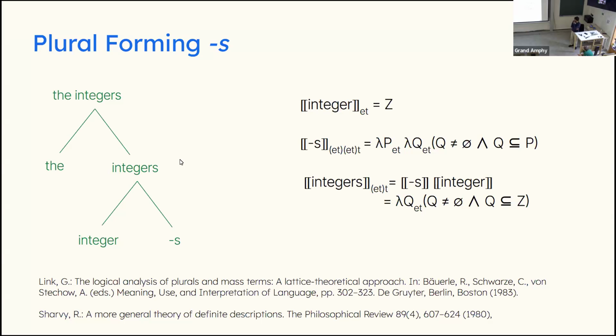And the meaning of the plural forming morpheme s has been analyzed by Link and Scha in the unified analysis of mass and count nouns as the following. So the morpheme s takes a property and produces the set of all non-empty subsets of that property. It will be clear if we see integers. So the meaning of integers is just the set of all non-empty subsets of integers. And this was also mentioned in earlier work, although the meaning of s was a bit different. It didn't have the non-empty part.